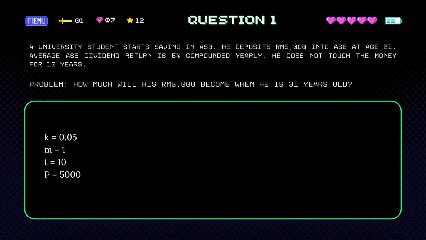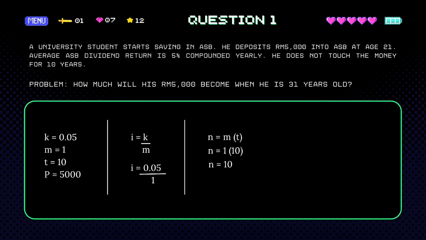Let's start solving it step by step. First, we need to calculate the periodic interest rate, I. The formula for I is I equal to K divided by M. Insert the value of K and M that we put aside before. Next, calculate the total number of interest periods N. We know that the formula for N is N equal to M multiplied by T. So it will be N equals 1 multiplied by 10, and the value of N is 10.